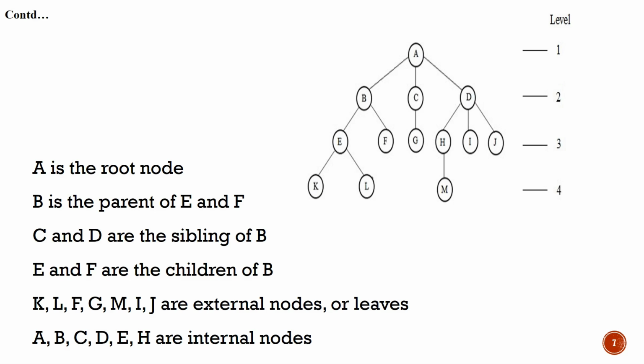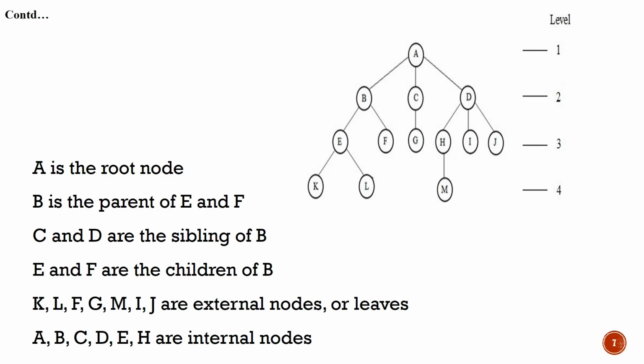The next one, the terminal nodes. These are the nodes whose degree is 0, which don't have a successor. So in this case, K doesn't have a successor, so it is a terminal node. Terminal nodes are also called external nodes or leaf nodes.